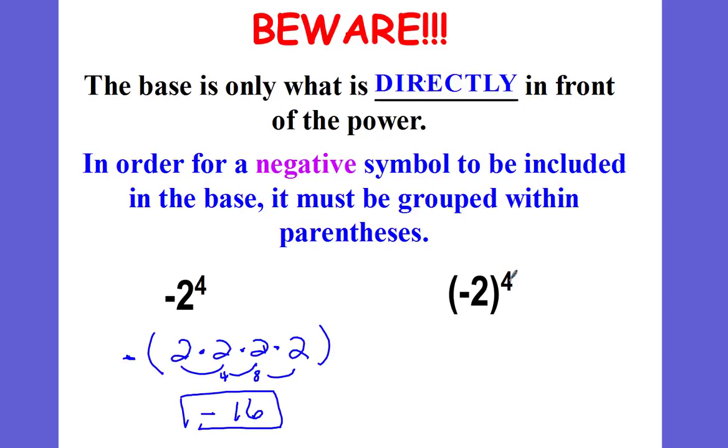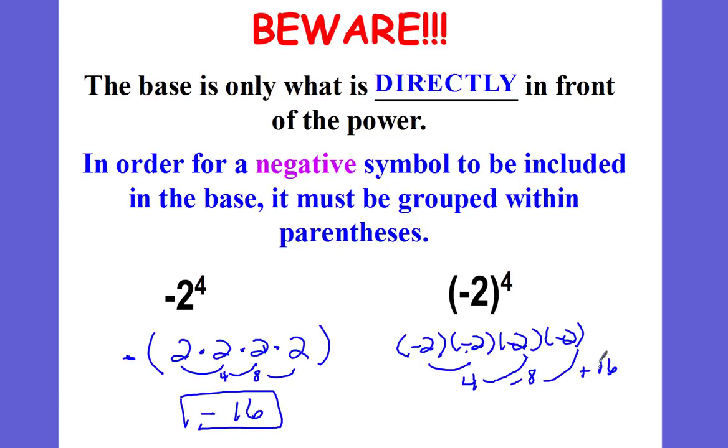Here, the exponent 4 is touching what? It's touching the parentheses. So whatever is inside the parentheses is what's being repeated. So I'm repeating negative 2 times negative 2 times negative 2 times negative 2. And negative 2 times negative 2 is a positive 4. A positive 4 times a negative 2 is a negative 8. And a negative 8 times a negative 2 is a positive 16.